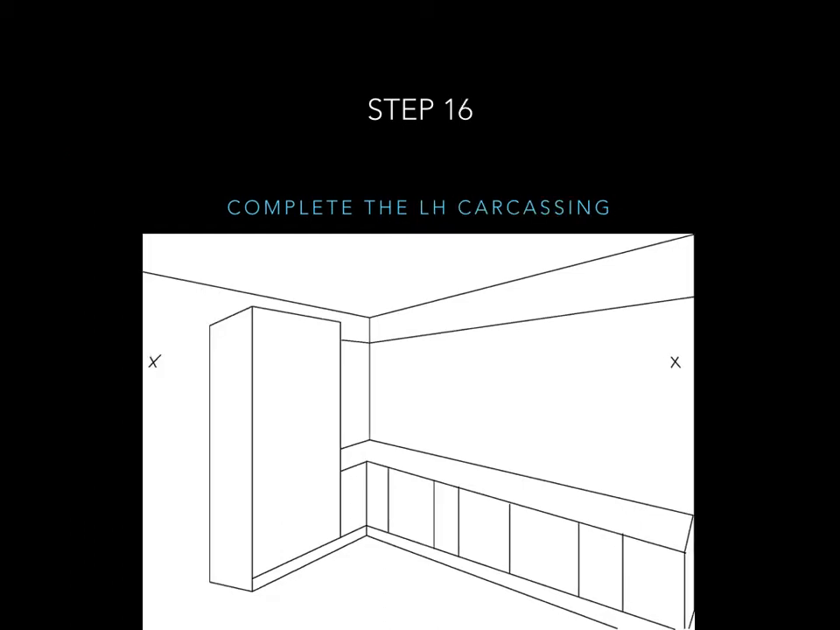So now we're going to finish off the left hand side. So we've got a great big fridge freezer there, and we've profiled that, profiled the end of that. The vanishing point gives us the end panel of that unit. It's starting to take shape.